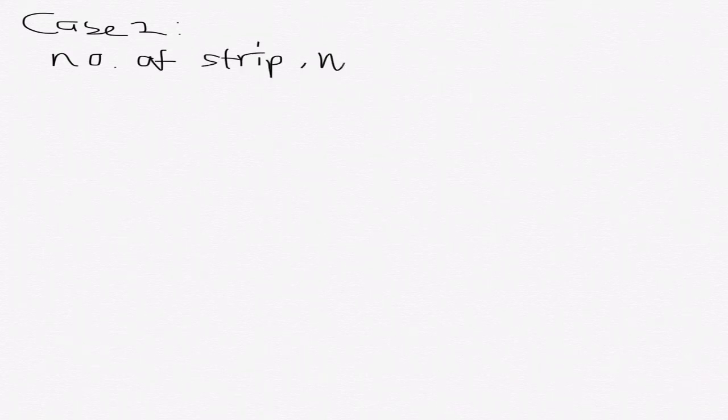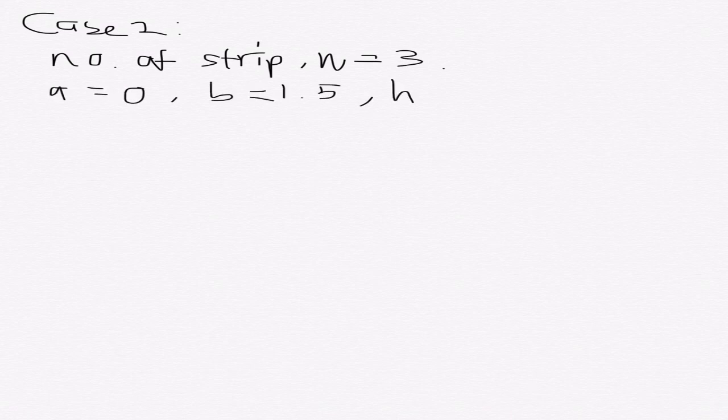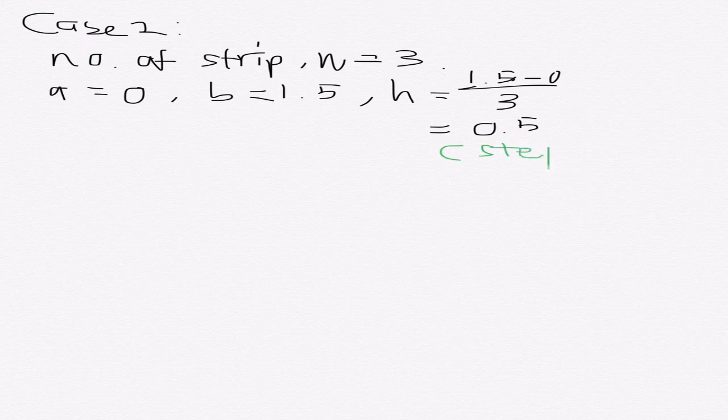It has a big difference as compared to the given value. Never mind, we proceed to case 2. In case 2, we will have the number of strips, so we will get a step size h equal to 0.5.